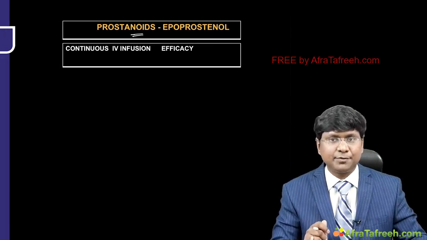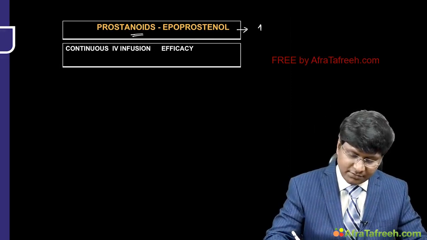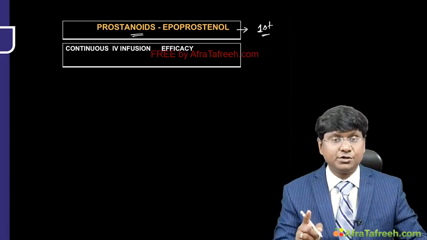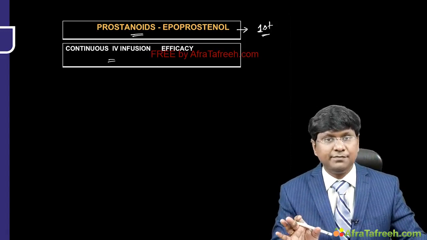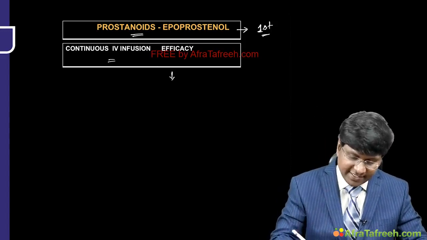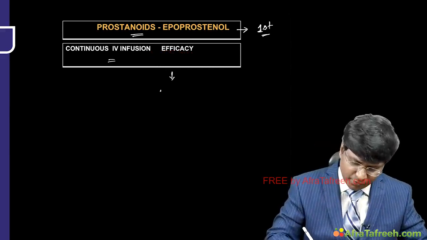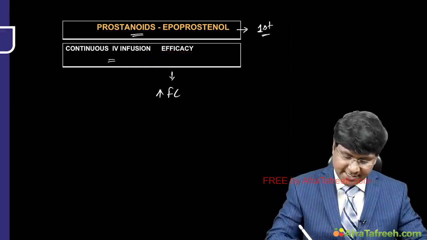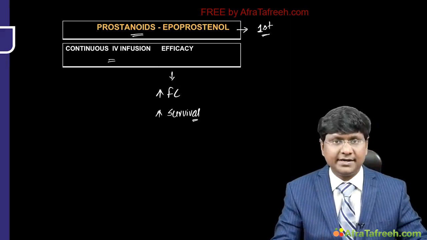If you take this epoprostenol, this is the first available prostanoid, and the route of administration of epoprostenol is intravenous infusion. And what is the efficacy when you give this epoprostenol, which is a prostanoid? It will improve the functional capacity, that means dyspnea and fatigue will be reduced, and it will also improve the survival of the patients. So basically it will reduce the mortality rate.